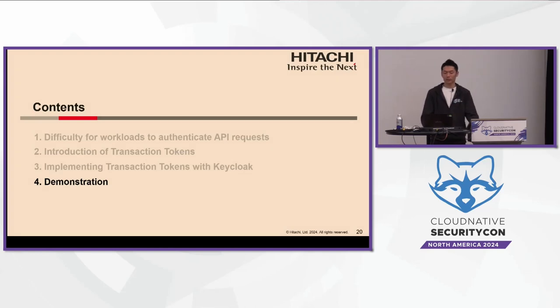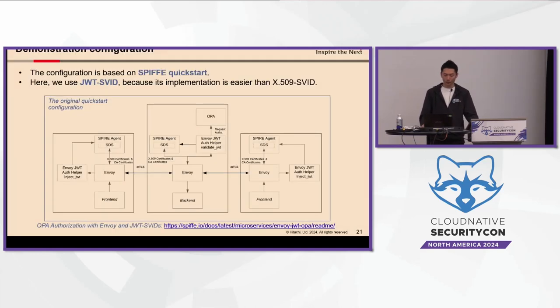Finally, I give a demonstration. In this demo, I have implemented a simple transaction token so you can see how it works. The demonstration configuration is based on the SPIFFE Quick Start. This figure is from the Quick Start code, OPA authorization with Envoy and JWT-SVIDs.